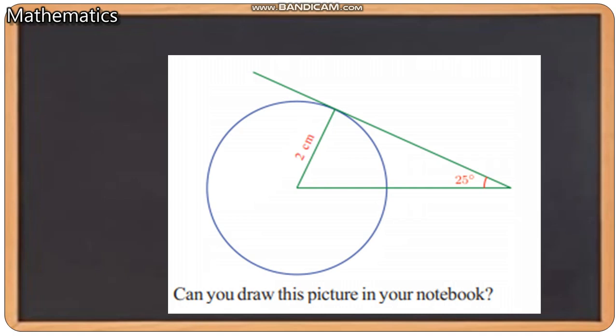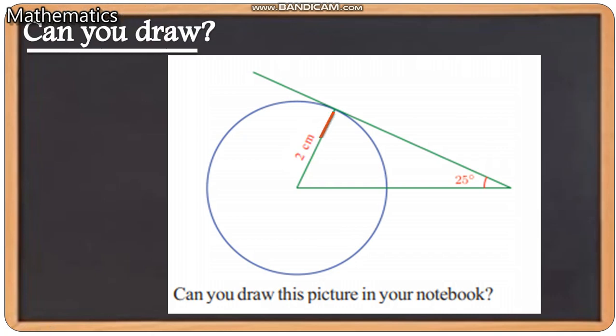Now, can you draw this picture in your notebook? At first, here the radius is given as 2 centimeter. Let's draw that radius at first. The measure given is 2 centimeter. Then you may draw a circle of 2 centimeter radius.